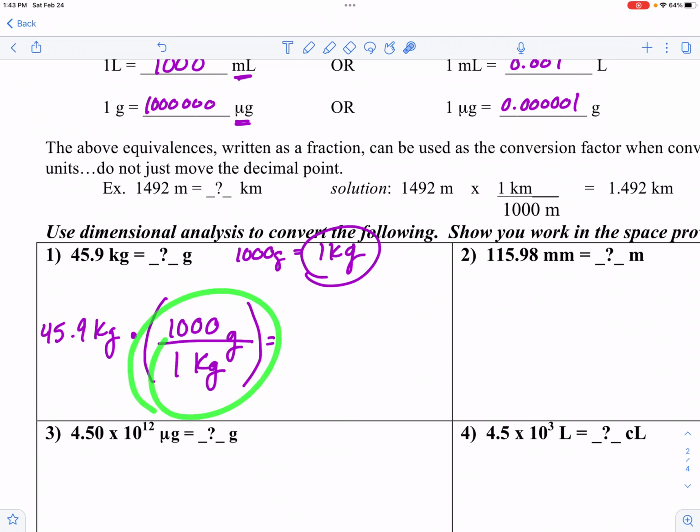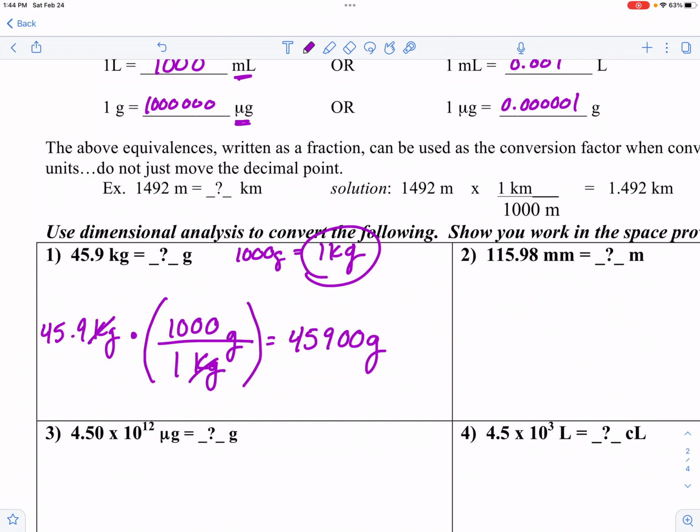Remember, this conversion factor needs to be a correct ratio. Like it needs to be true. Otherwise, all of your work's going to be wrong. So then mathematically in my calculator, I'm going to type in 45.9 times 1,000, then that technically divided by 1, and I should get 45,900 grams. Remember, kilograms cancels.